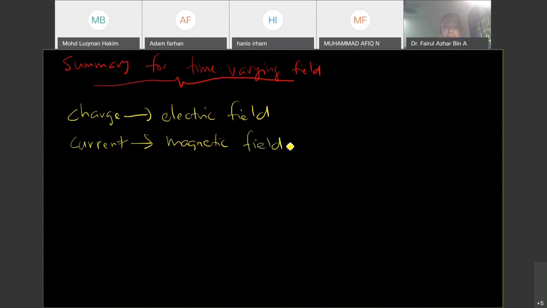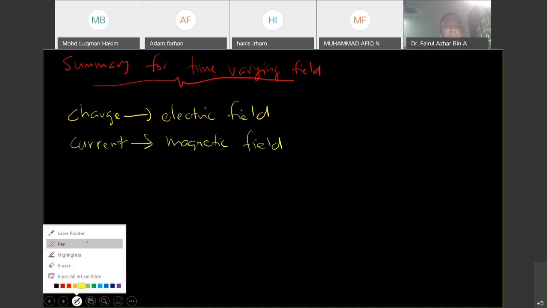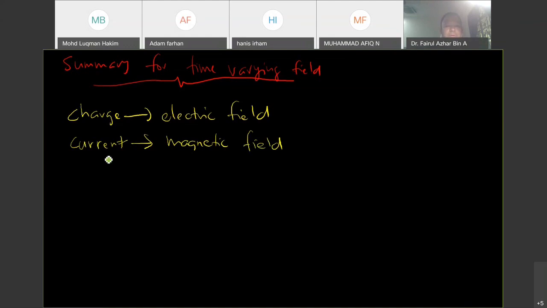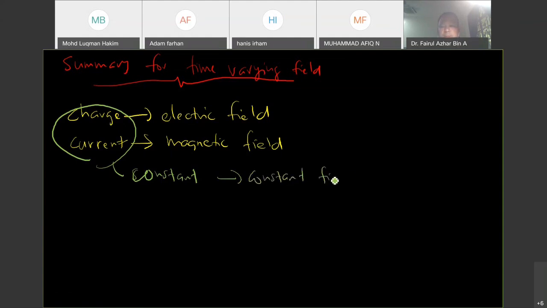If this source is a constant, let's say we have a constant charge or constant current, for example, then we will produce a constant field. That means we will have only one maintained or fixed value of field.